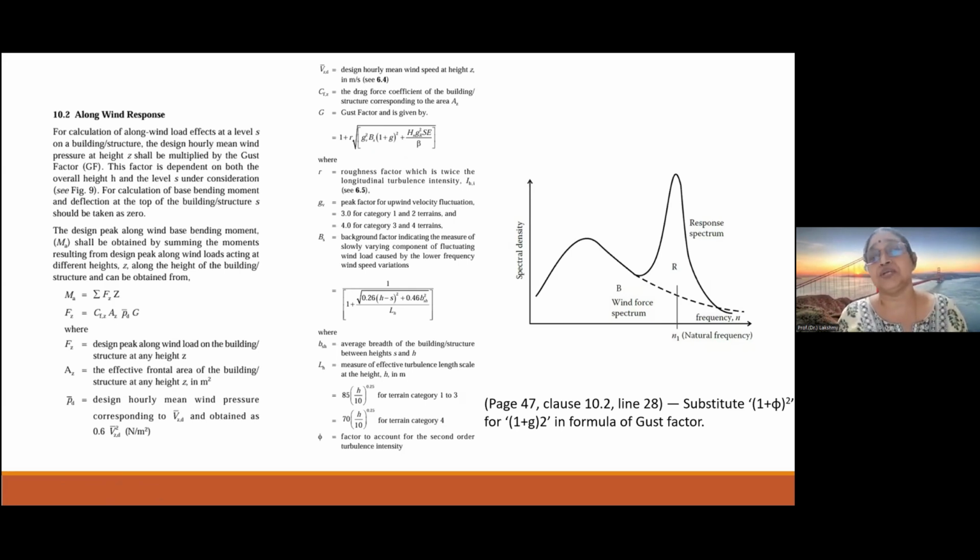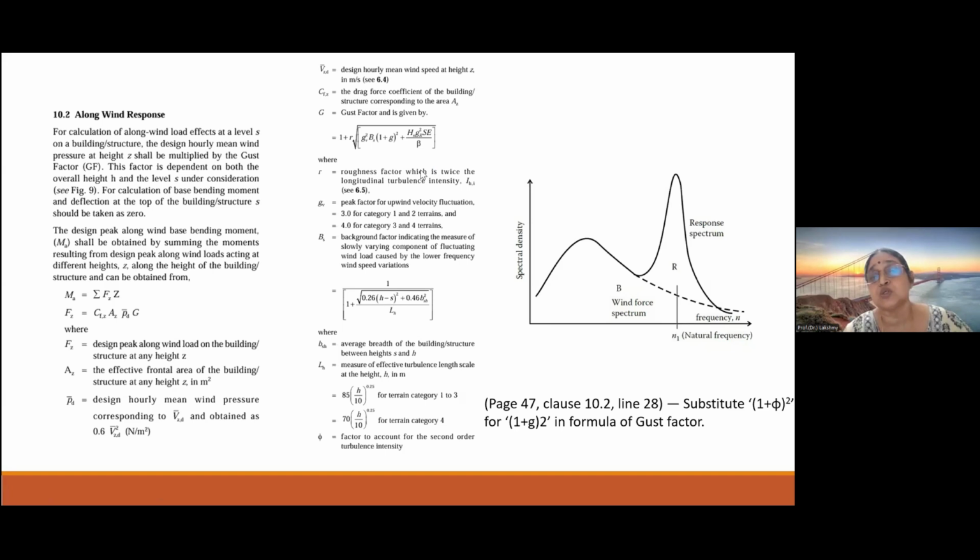So what you need to work out the gust factor is the turbulence intensity and the background factor, which indicates the measure of the slowly varying component of the fluctuating wind load caused by the lower frequency wind speed variation. And inside this bracket, it is not G, basically it is phi. Phi is a factor to account for the second order turbulence intensity. So this amendment is also there. So this is the background wind force spectrum, that is the first component.